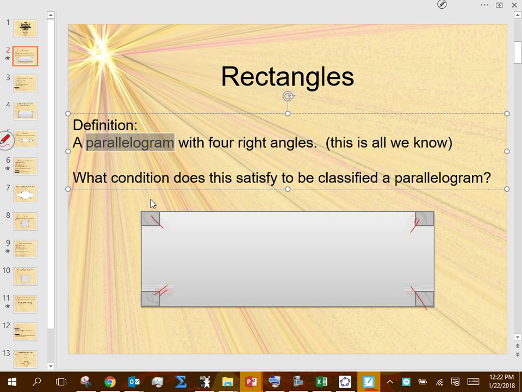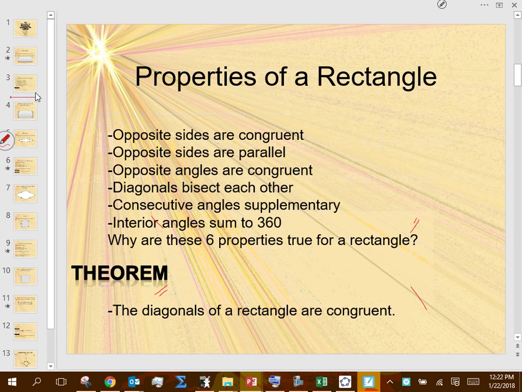So as we go through, and there's other stuff, I've got it written down here. Opposite sides are congruent. That's because it's a parallelogram. Opposite sides are parallel. That's because it's a parallelogram. Opposite angles are congruent because it's a parallelogram. Diagonals bisect each other. Consecutive angles are supplementary. Those first five statements are simply because a rectangle is a parallelogram, right? It's going to have all those features that parallelograms have. The sixth one that says interior angles sum to 360, that's because it's a quadrilateral. Does that make sense, everyone?